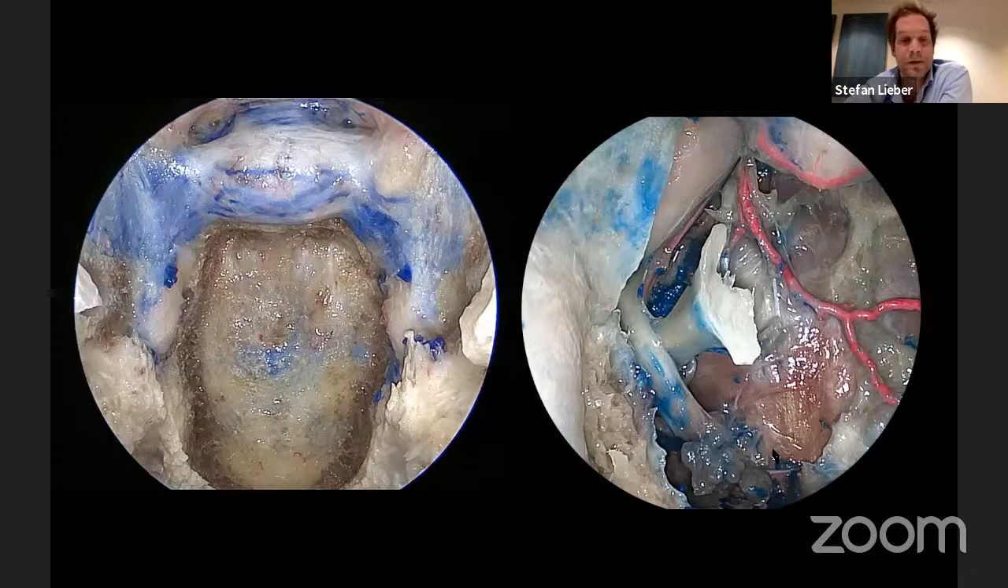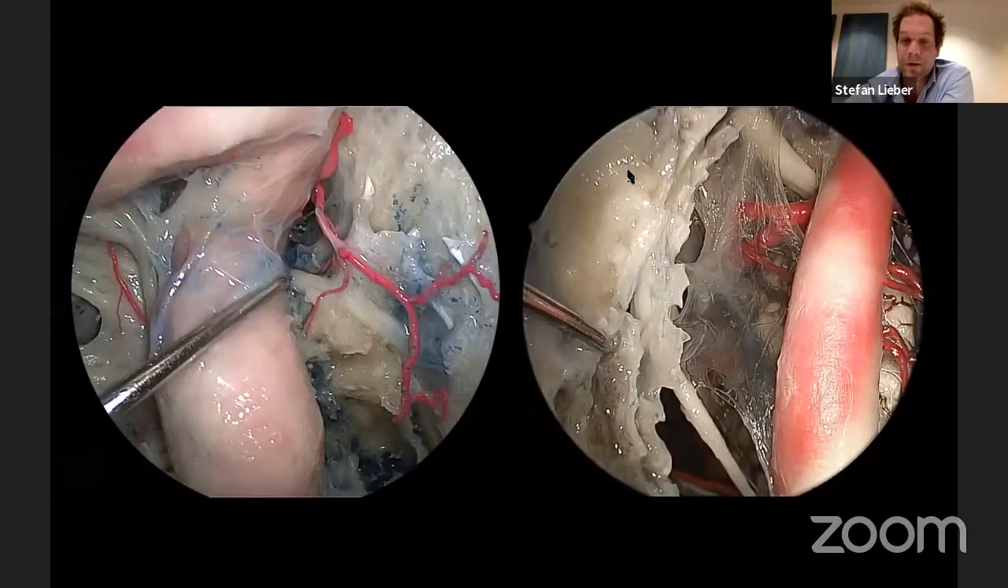This is the cisternal segment of 6 running here in the Dorello's canal. This is the petrous apex and the reflected, or retracted, ICA. And this is the interdural course of 6, which enters the cavernous sinus just here behind the carotid.